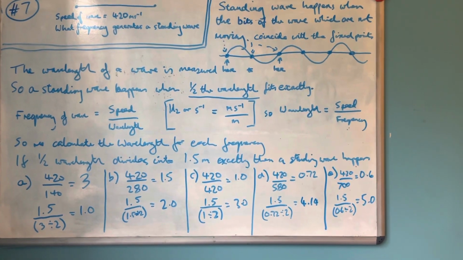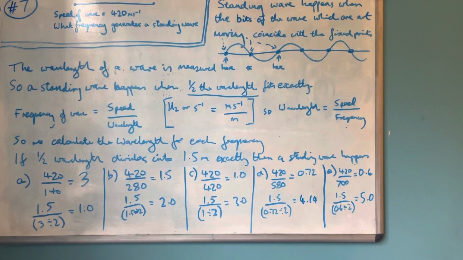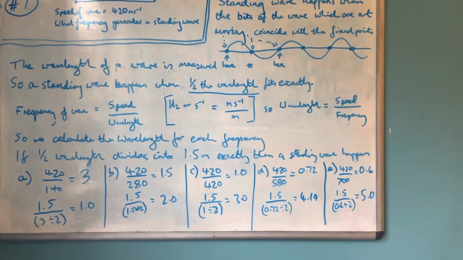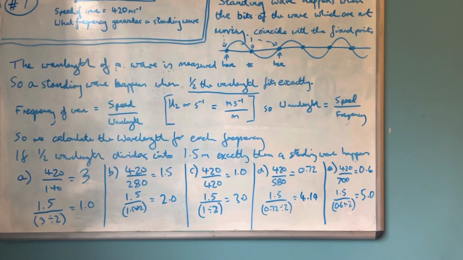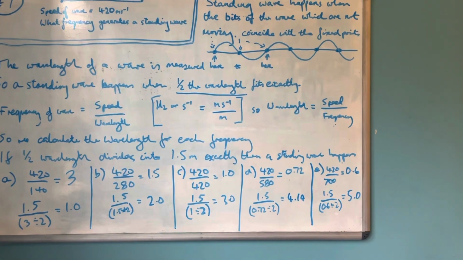420 divided by itself is 1. 1.5 divided by 1 divided by 2 equals 3. So again, 3.0, happy day, standing wave.